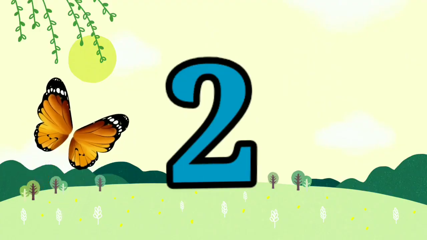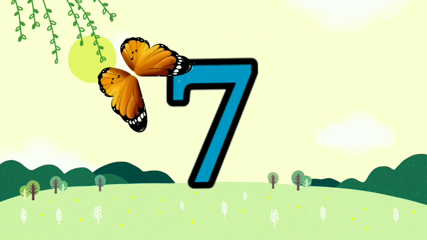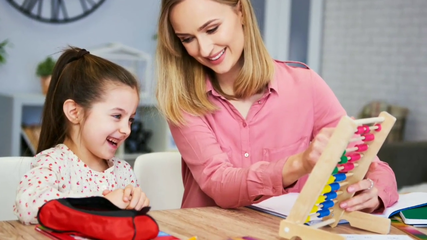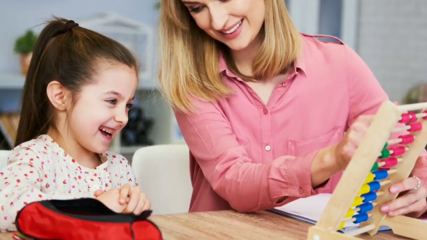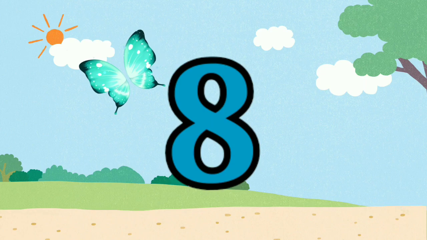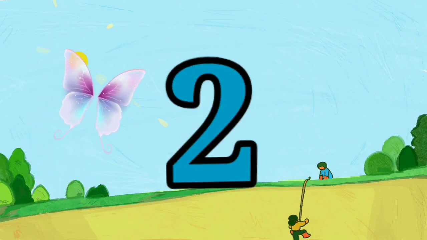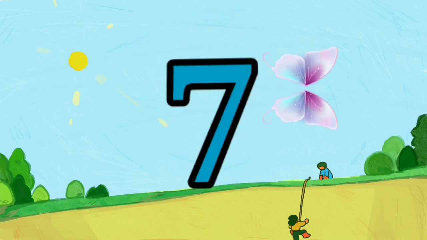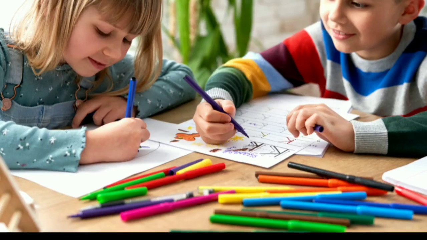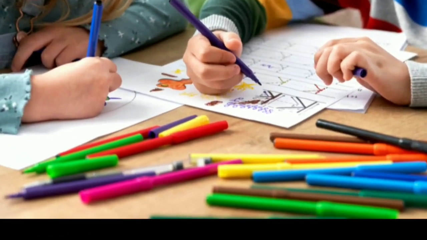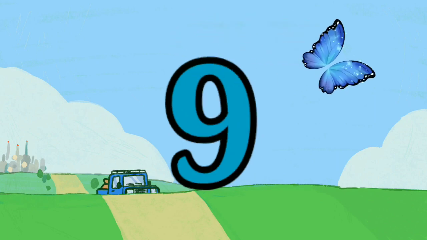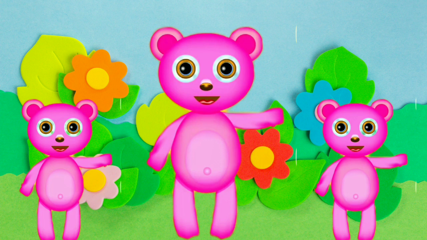1, 2, 3, 4, 5, 6, 7, 8, 9, and 10. You and I, my friend, we can count to 10. 1, 2, 3, 4, 5, 6, 7, 8, 9, 10. You and I, my friend, we can count to 10. 1, 2, 3, 4, 5, 6, 7, 8, 9, and 10.